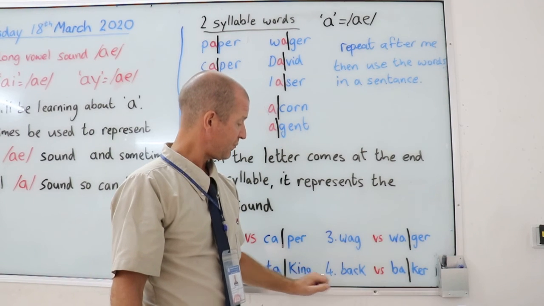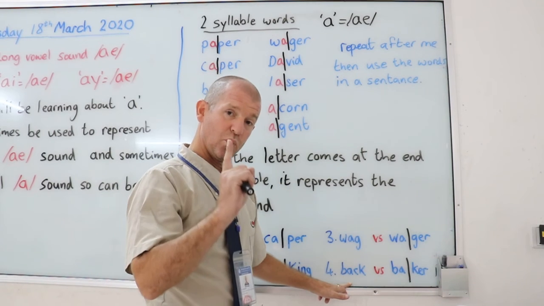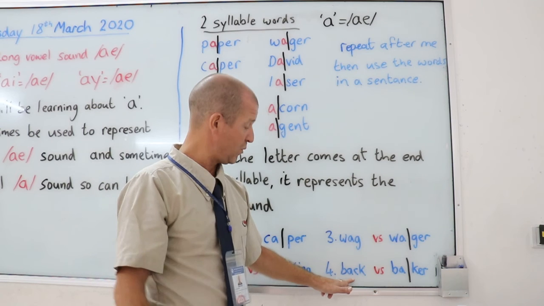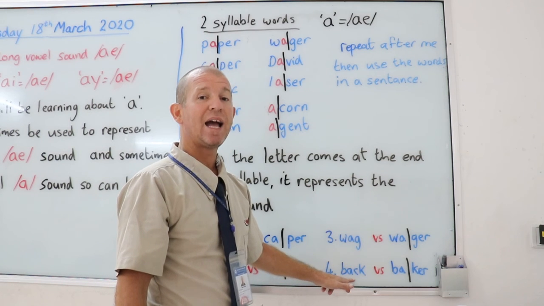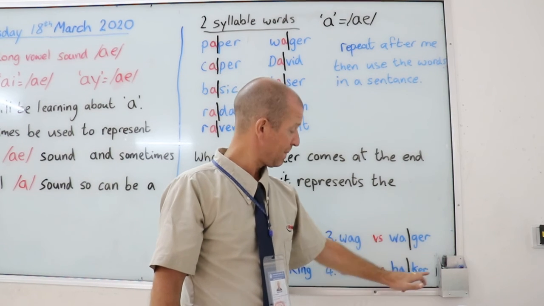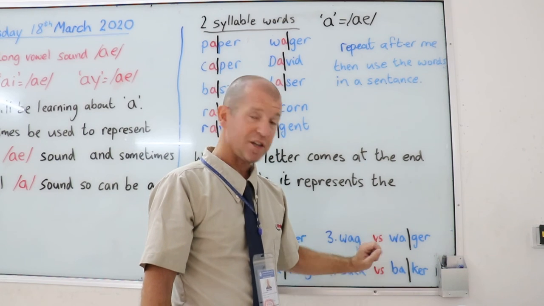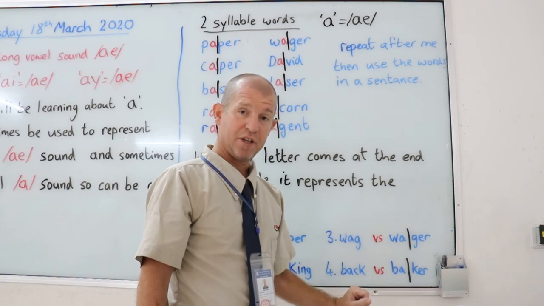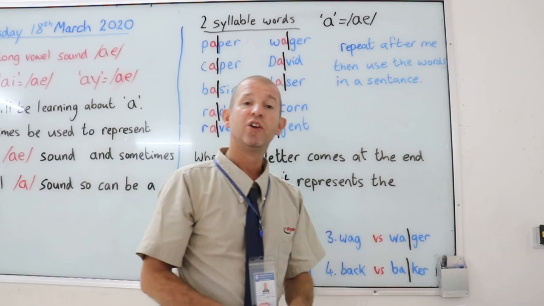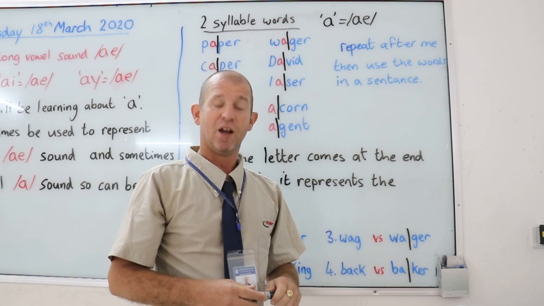Now number four, we have back versus baker. Now back is a one-syllable word. The A is an A sound because it's a one-syllable word. Back, back, back. And that's versus baker. Now the A changes from an A to an A sound because it is the last letter in the first syllable. Baker, baker. Okay, good. You can practice those in your own time and as much as you like to get better at them. Okay, thank you very much.